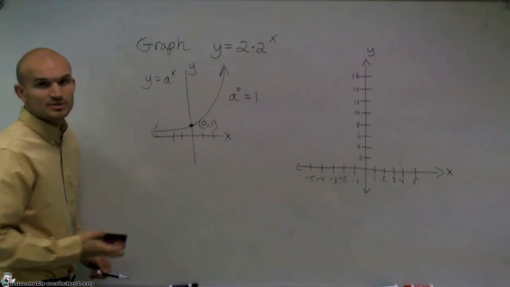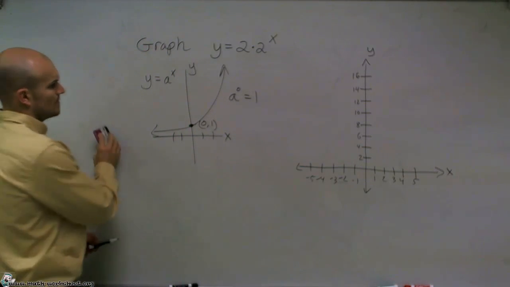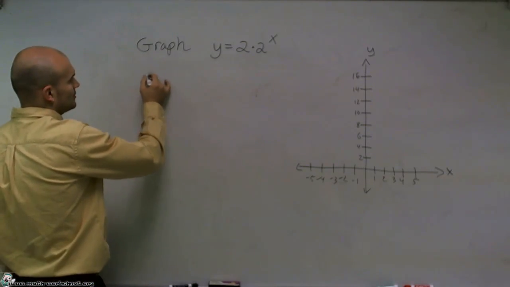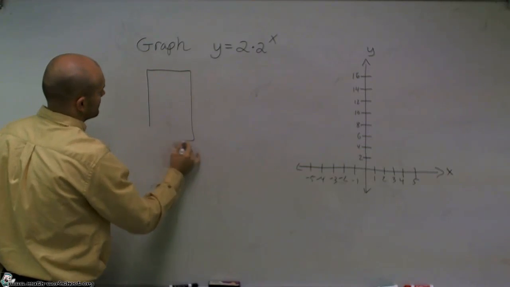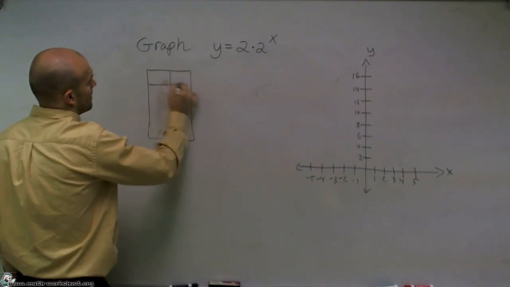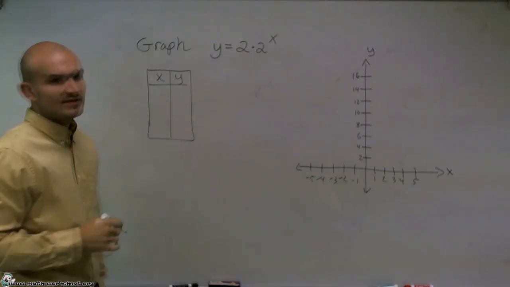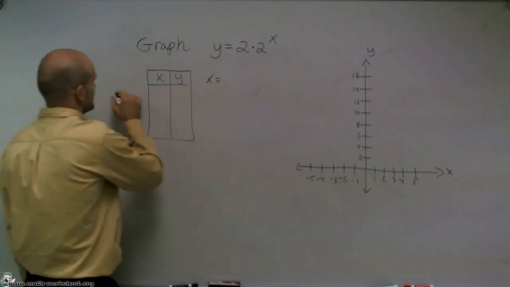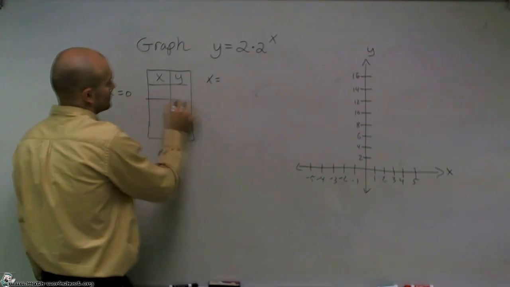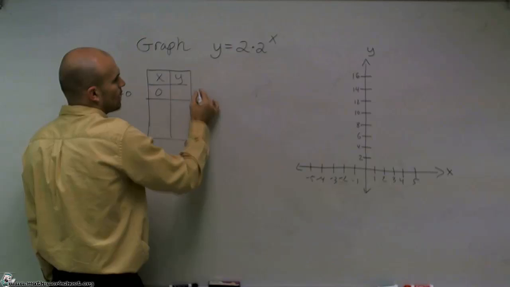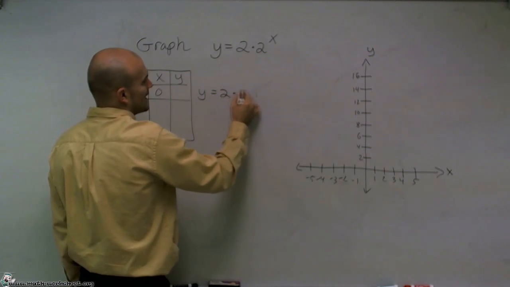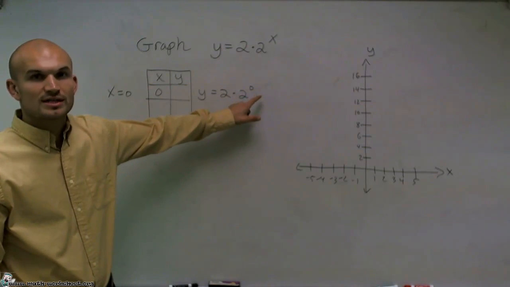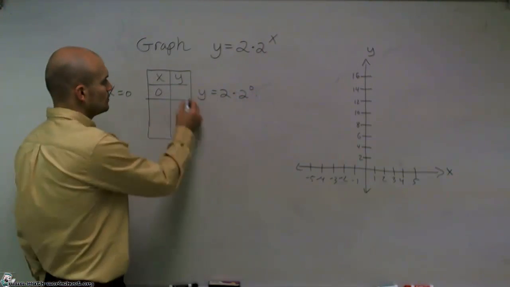I've got a little room here, so I'll erase that parent graph. Let's create a table with x and y. Let's figure out first what the y-intercept is. So that means x equals 0. So when x equals 0, what is our y value equal? Well, we'll have 2 times 2 raised to the 0 power. Well, 2 to the 0 power we know is going to equal 1. 1 times 2 equals 2.